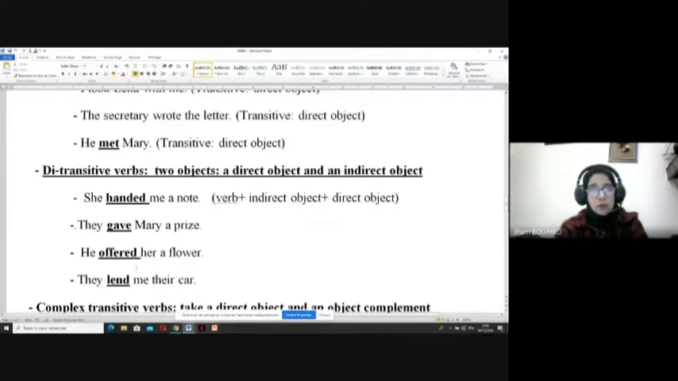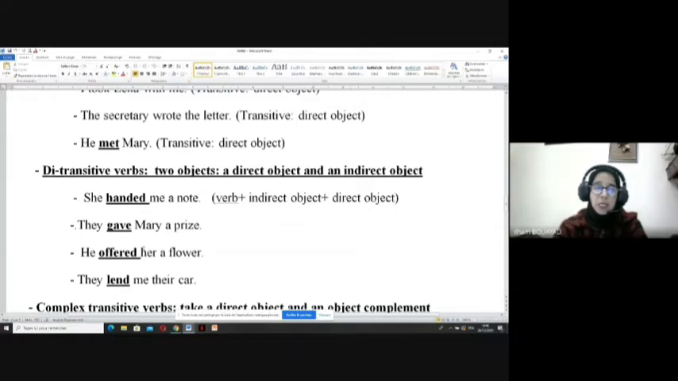You know the direct object by asking the question, what or whom? Offered what? A flower. So here, a flower is a noun phrase functioning as a direct object. To whom? To her. So here it's a personal pronoun functioning as an indirect object. How do you know the indirect object? You know it by asking to what and to whom. That's why her in here is an indirect object and a flower is a direct object.